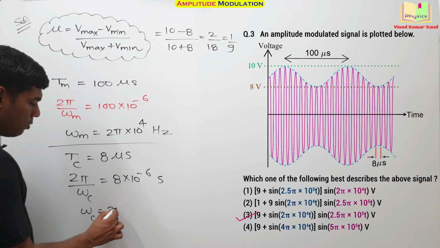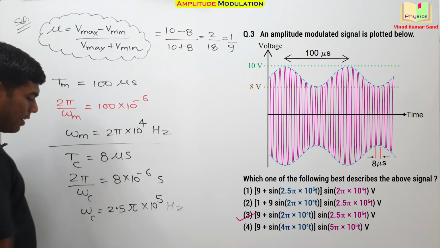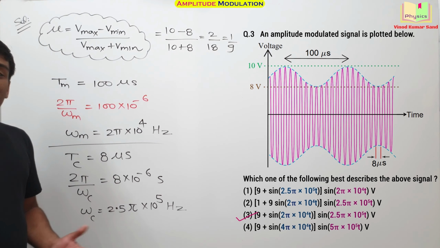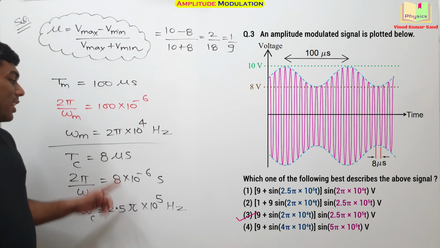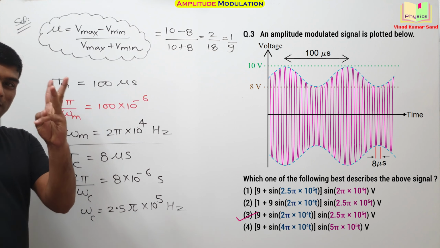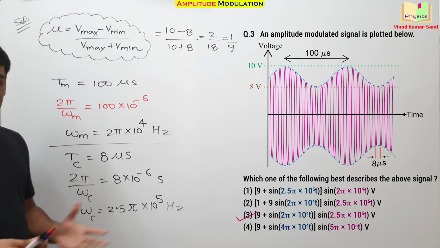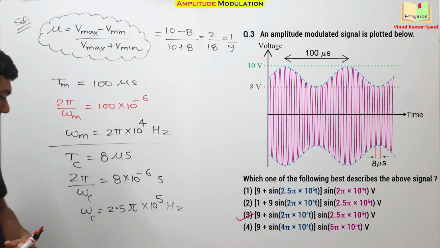Omega c comes out to be 2.5 pi into 10 to the power 5. So now you can check in which option these values are getting satisfied. There is a single option, the third option. Got it? Easy but nice question. So note it down, then we'll go further.